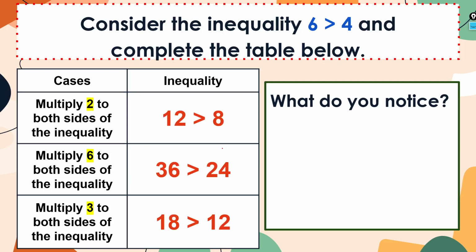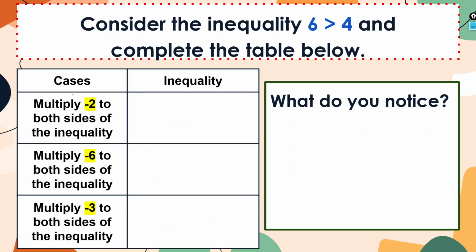This time around, let's multiply negative numbers. Pareho pa rin kaya makukuha natin sagot dyan. Multiply negative 2. We have 6 is greater than 4. A true inequality. But what if I multiply negative 2 to both sides of my inequality? Would it still hold true? 6 times negative 2 on the left becomes a negative 12. Negative 2 times 4 is a negative 8. Is it still true that negative 12 is greater than negative 8?